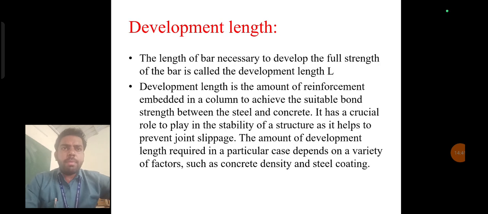What is meant by development length? The embedded bar should penetrate into the concrete. The development length is given to develop the full strength of the bar. Development length is the amount of reinforcement embedded in concrete to achieve suitable bond strength between the steel and concrete. It has a crucial role in the stability of the structure and helps to prevent joint slippage. The amount of development length required in a particular case depends upon a variety of factors such as concrete density and steel coating.